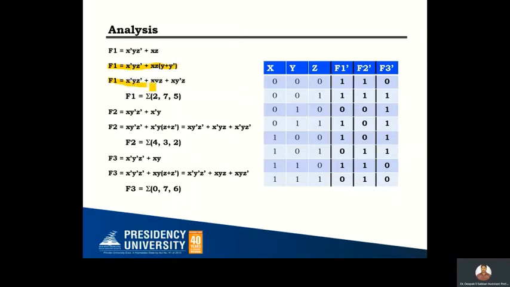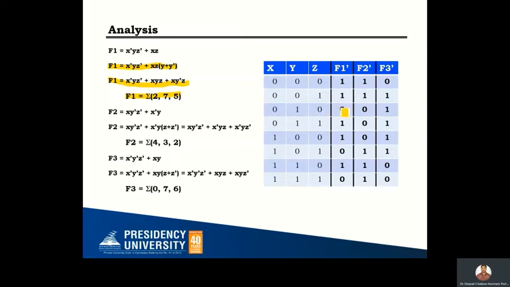And if I expand it, I will be getting like this. So for F1, it is sigma of 2, 5, 7, right? So x bar y z bar means 0, 1, 0. So 0, 1, 0 is this. Okay. So this is actually F1 bar, because active low output. So this IC is active low output. That is why we have taken it like this.